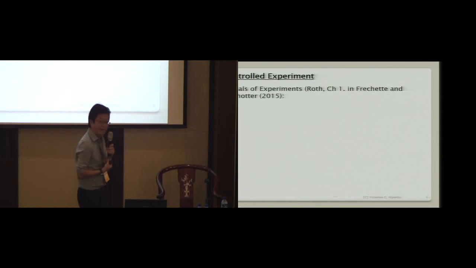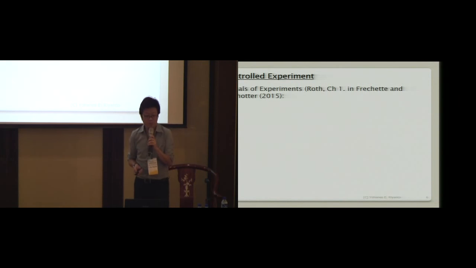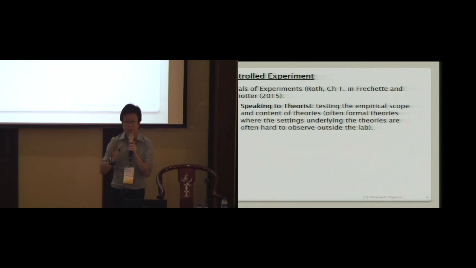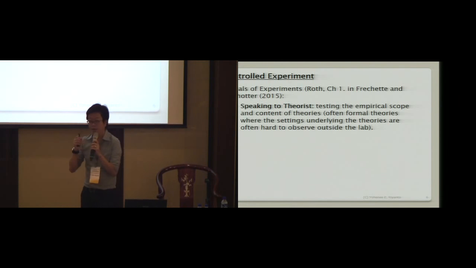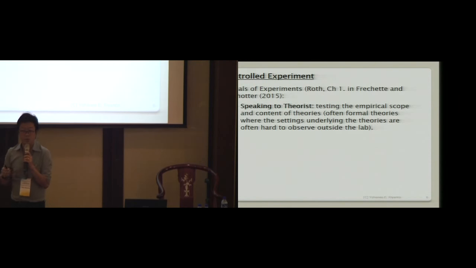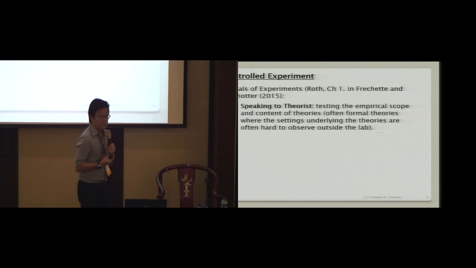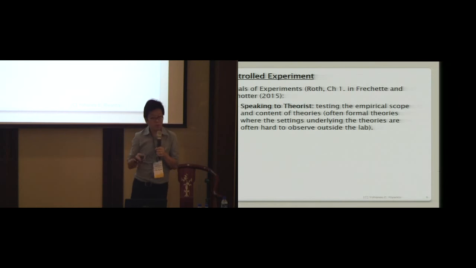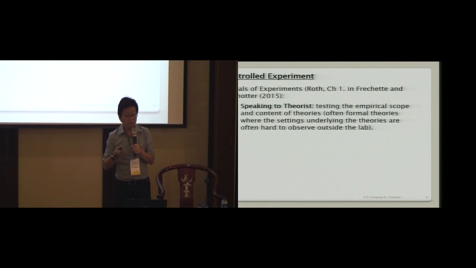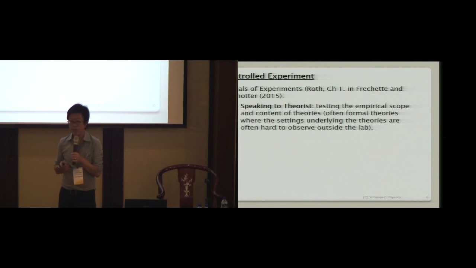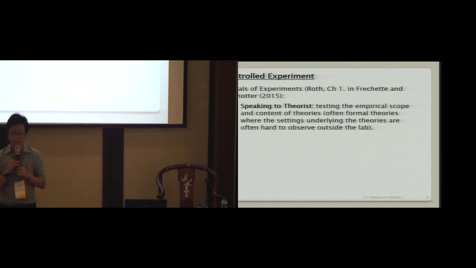There are many different approaches to running experiments. You'll see people do experiments because they want to test theories. That's one of the common goals of running experiments. That's why in game theory, there are many papers running experiments to test the theories. Okay? So basically, testing the empirical scope and content of theories. Often, formal theories have underlying settings that are hard to observe outside the lab. A good example would be the public goods game.